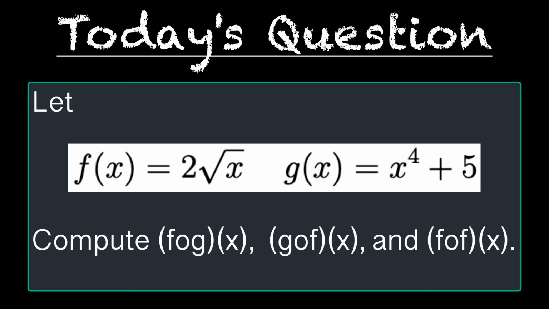The question we're working on today is, let f of x equal 2 times the square root of x, and g of x equal x to the fourth plus 5. Compute f of g of x, g of f of x, and f of f of x.